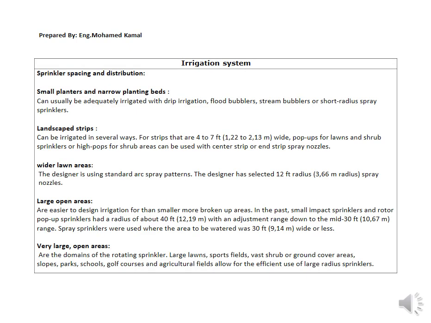Sprinkler spacing and distribution. Small planters and narrow planting beds can usually be adequately irrigated with drip irrigation, flood bubblers, stream bubblers, or short radius spray sprinklers. Landscape strips can be irrigated in several ways. For strips that are 4 to 7 feet wide, pop-up lawn and shrub sprinklers or high pop-up for shrub areas can be used with center strip or end strip spray nozzles.